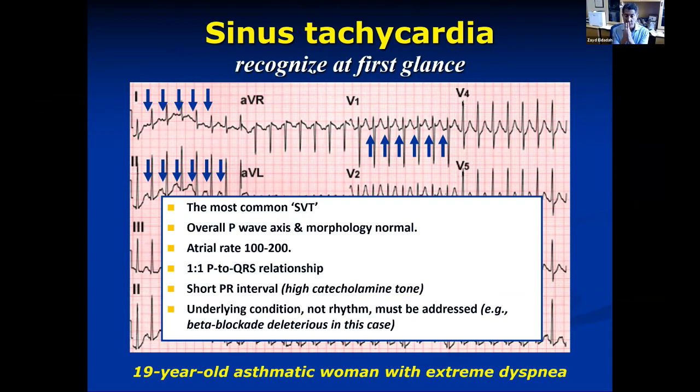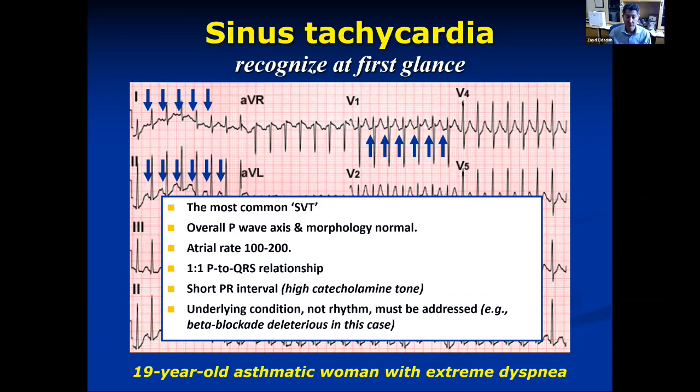The PR interval is generally compressed because the AV node is revved up and conducting rapidly, because these are typically high catecholamine state physiology conditions. In this case, it's a pathologic condition, status asthmaticus, leading to a physiologic consequence, which is sinus tachycardia. This woman is in distress. Her adrenaline levels are through the roof. She is gasping for air, fearing for her life, and her rhythm is what it is.